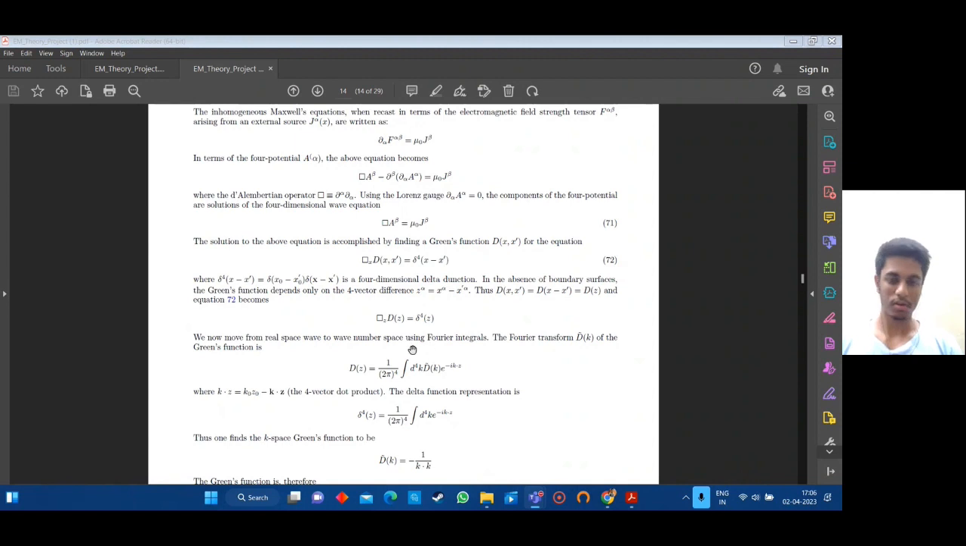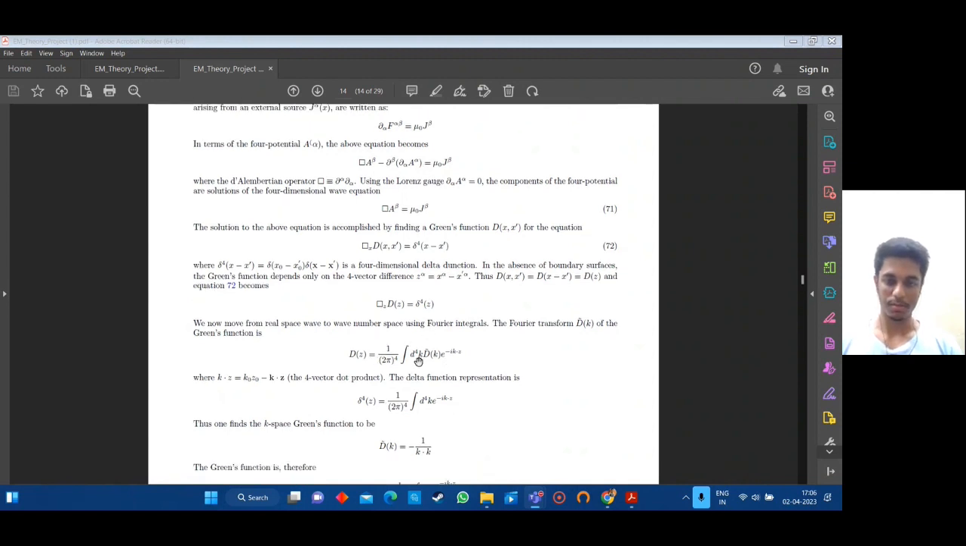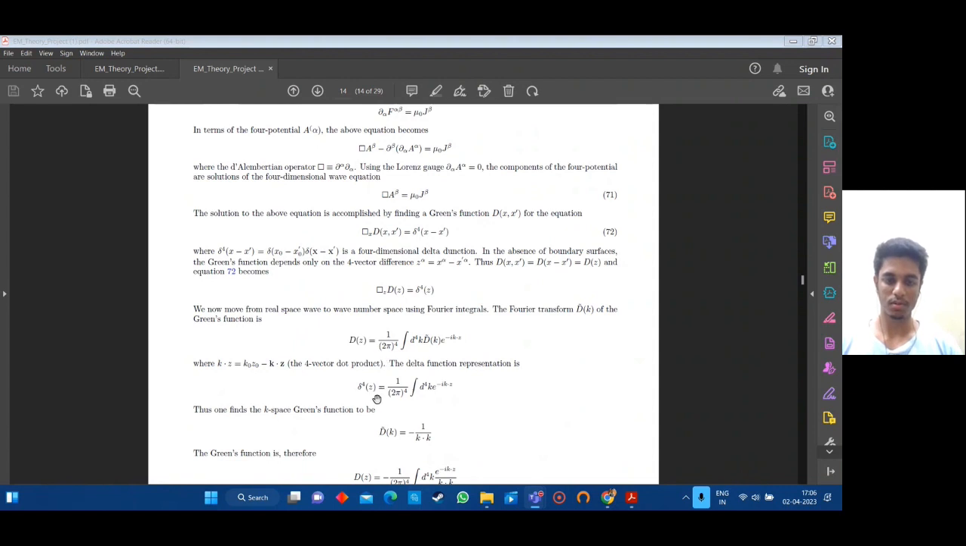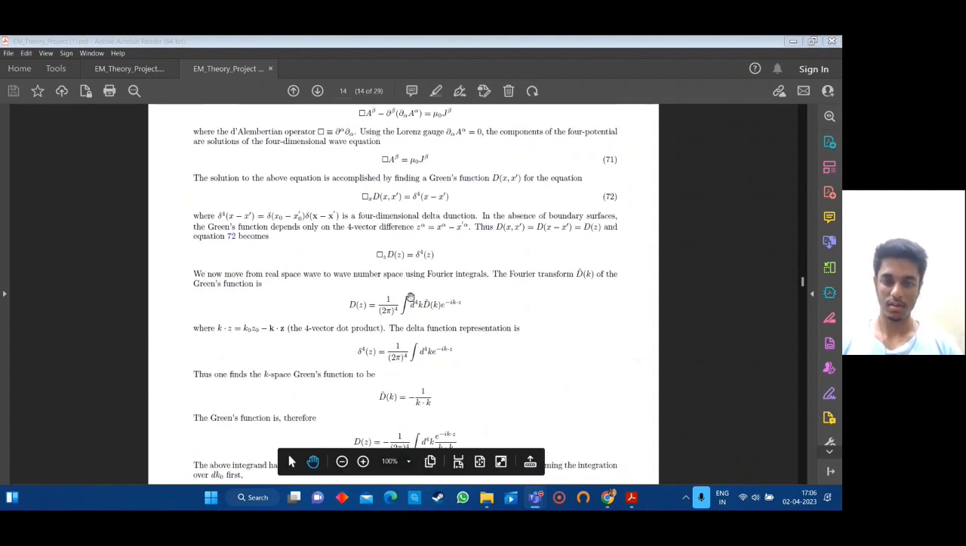So we take the 4-dimensional Fourier transform of D(z) in terms of the wave number, and here in the exponential k dot z, this k dot z is the inner product in Minkowski space. So this is k naught z naught minus the 3-vector dot product of k and z. And similarly, if we take the Fourier transform of the delta function, and substitute these in the differential equation, we obtain the Green's function D twiddle(k) in the wave number space as this.